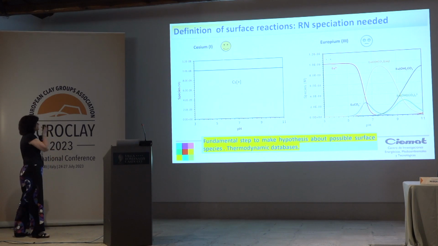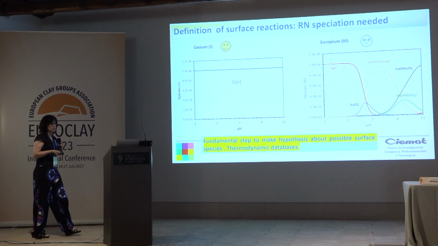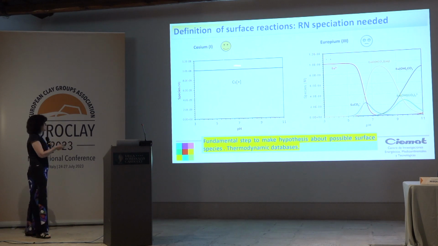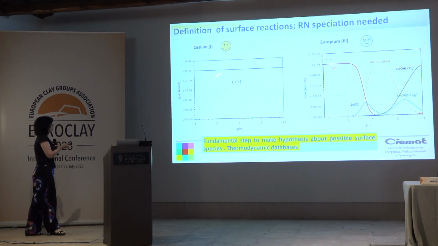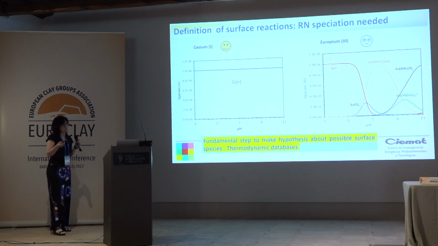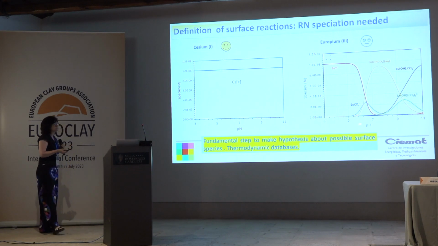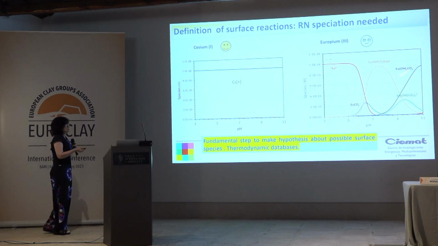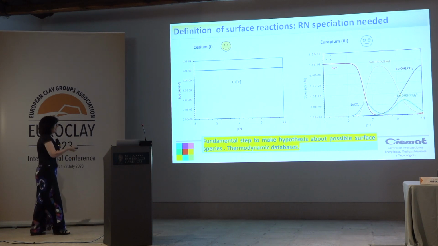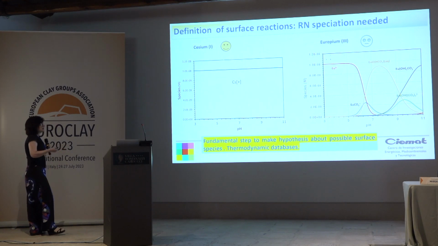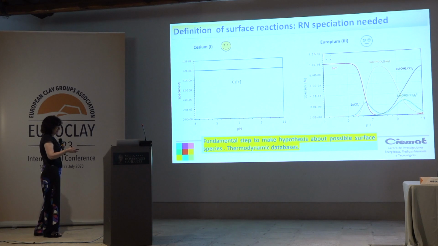In order to define the surface reaction, we also need to know the speciation of our radionuclide. This is an example of cesium, which is very simple. There is only one monovalent species in water almost always. But if we consider europium, which is normally considered a homologue of trivalent actinides, we can see in the presence of carbonate that the speciation is not as simple. We have to consider all these species, trying to see which is most probably related to surface complexes.